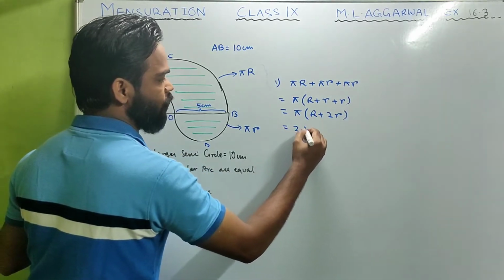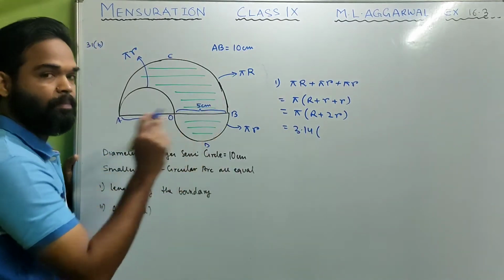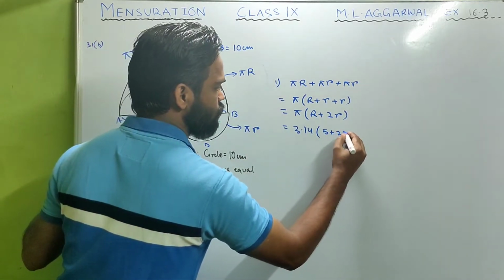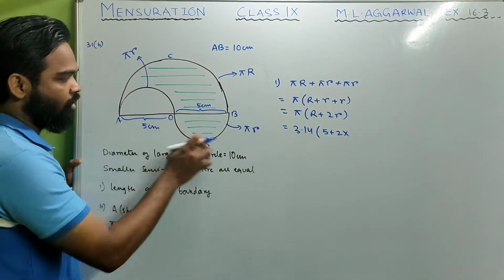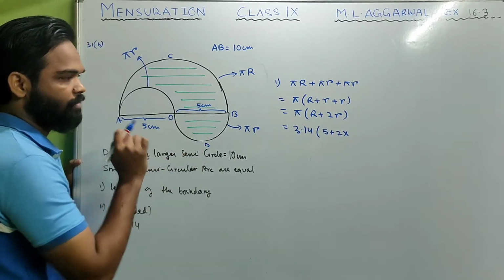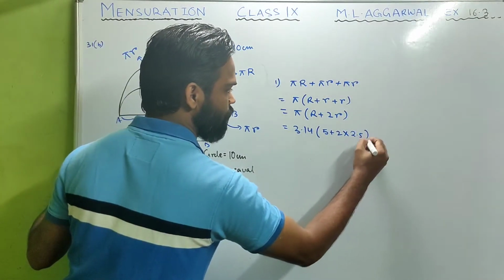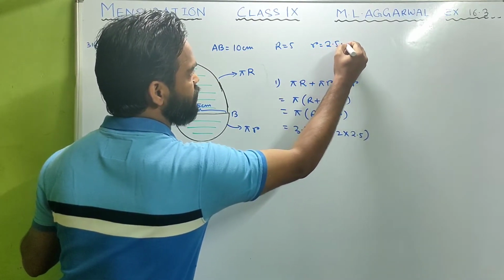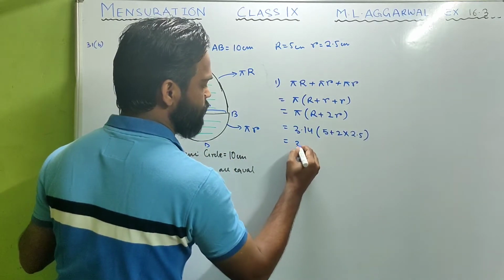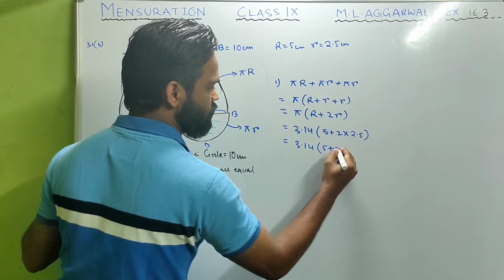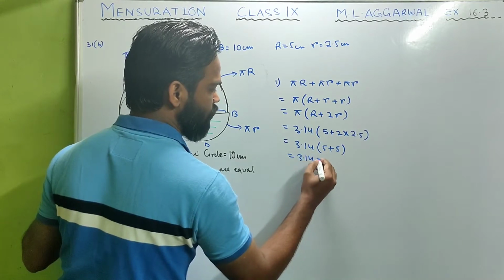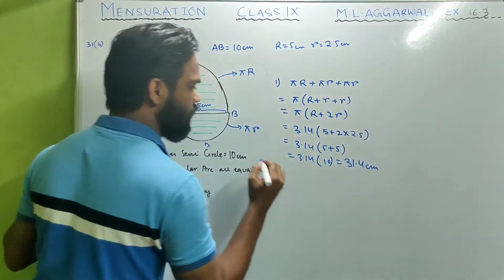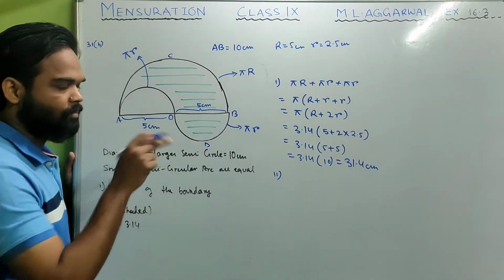Now look carefully, this is 3.14. The radius of the bigger semicircle R is 5, plus 2 into the radius of the smaller semicircle will be 5 divided by 2, that's 2.5, isn't it? Capital R is 5 and small r is 2.5 centimeter. So this will be 3.14 (5 plus 5), that's 3.14 multiplied by 10, that's 31.4 centimeter. Done. That's the length of the boundary.